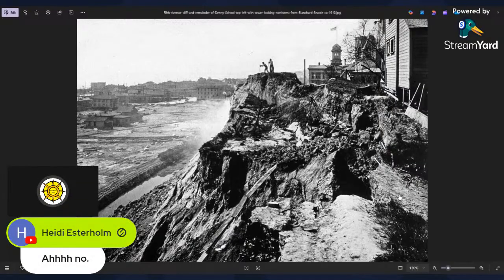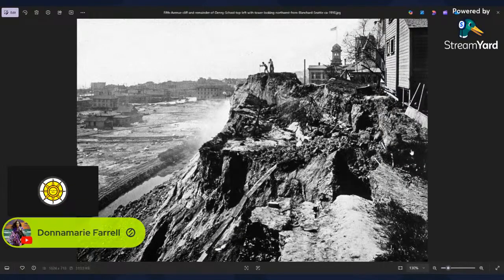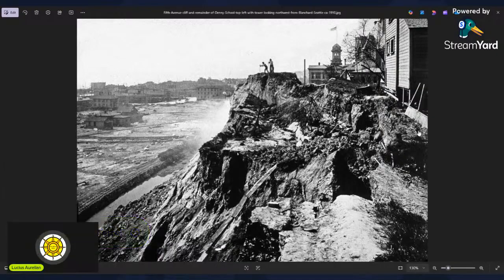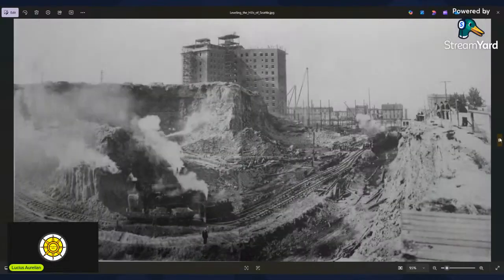Yeah, Heidi says it very well. No. Donna Marie, that house next to the mud pile. I know. It gets comical after a point when you look at enough of it and you see it going far enough. Yes, more of that regrading.